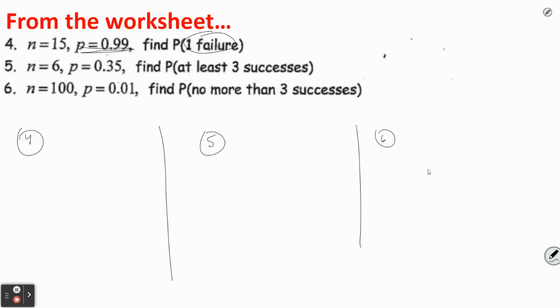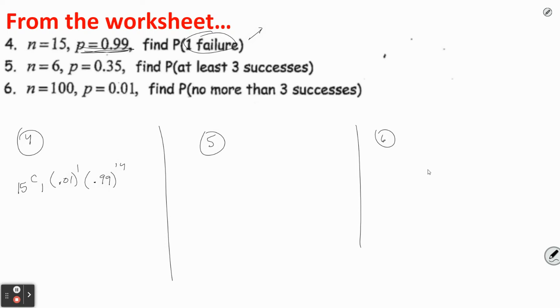Probability, this right here stands for probability of success. So if we want one failure, if we turn the failure into a quote unquote success, we'll say 15 choose 1. We'll say that probability of that failure is 0.01 and we want 1. So then the opposite is that.